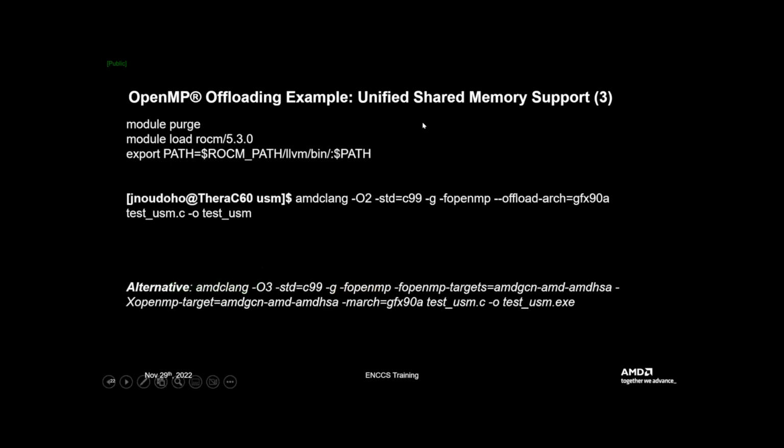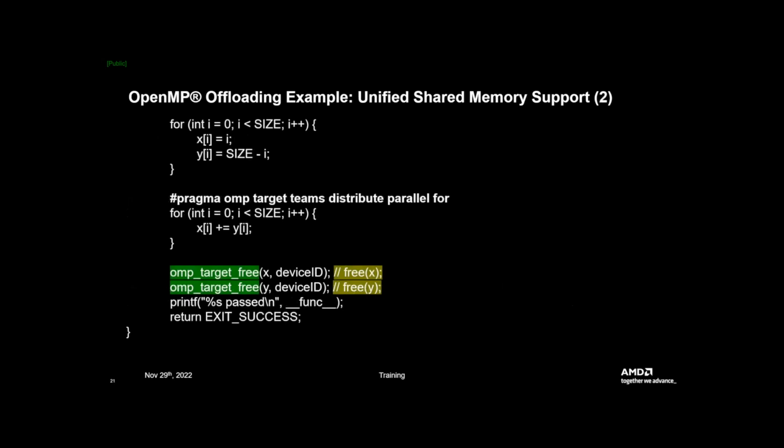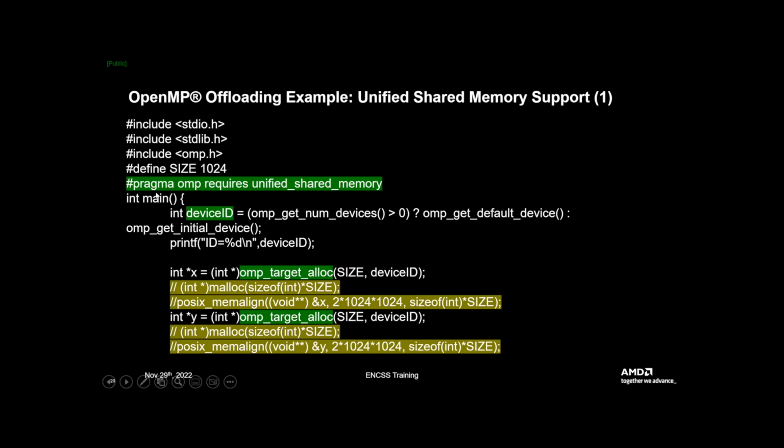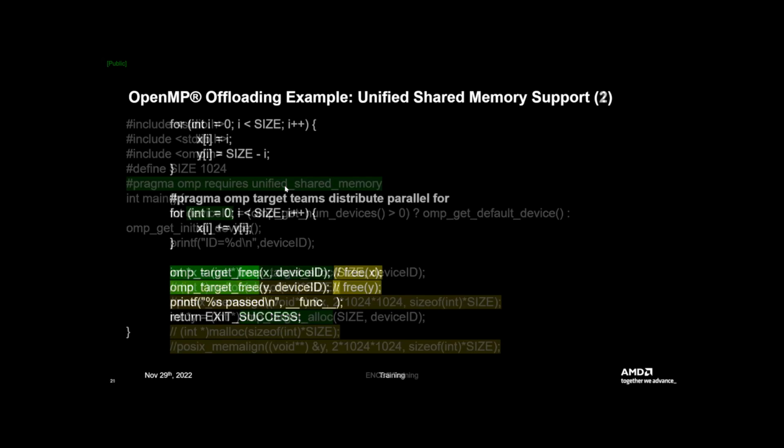So how do we build this unified shared memory example? It is simple, exactly like the previous code. As you can see, we load our ROCm version, then amdclang with -fopenmp, we specify the architecture, and that's it. It is the same command line. It is just that for unified shared memory, we need to add the required pragma.